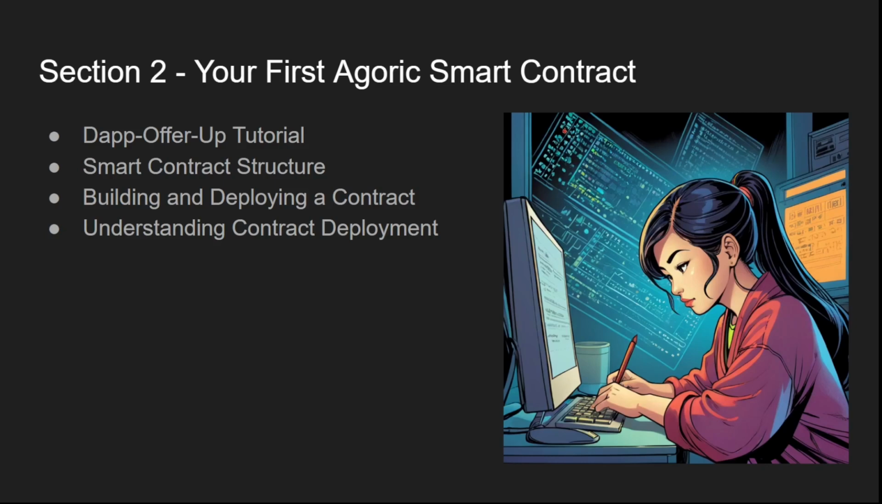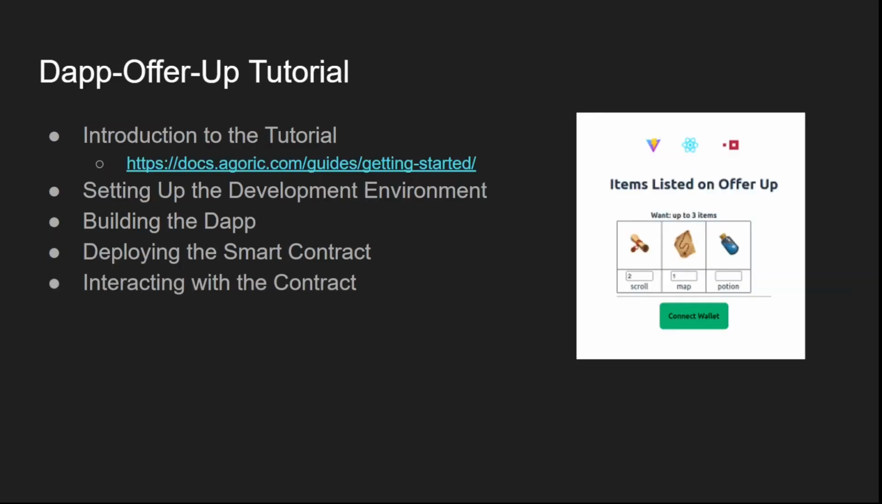Let's begin with the Dapp-Offer-Up tutorial, which will guide us through these initial steps. The Dapp-Offer-Up tutorial is an excellent starting point for learning how to develop applications on the Agoric platform. This tutorial guides you through the entire process, from setting up your development environment to deploying and interacting with your first smart contract. Let's break down the steps involved.